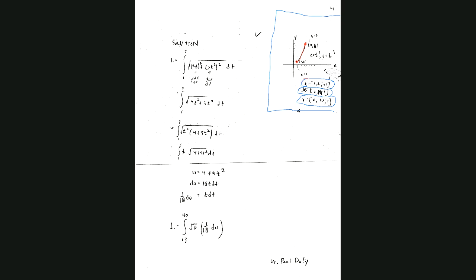So of course, x equals t squared, so the derivative dx/dt is equal to 2t. y equals t cubed. The derivative of y with respect to t is 3t squared. We're going to square each of those. So in the integral, you're going to get the integral from 1 to 2 of the square root of 4t squared plus 9t to the 4th. Are there any questions up to this step here?